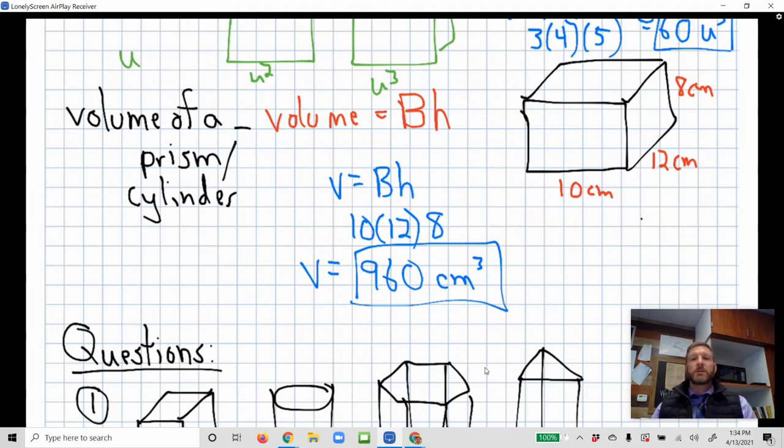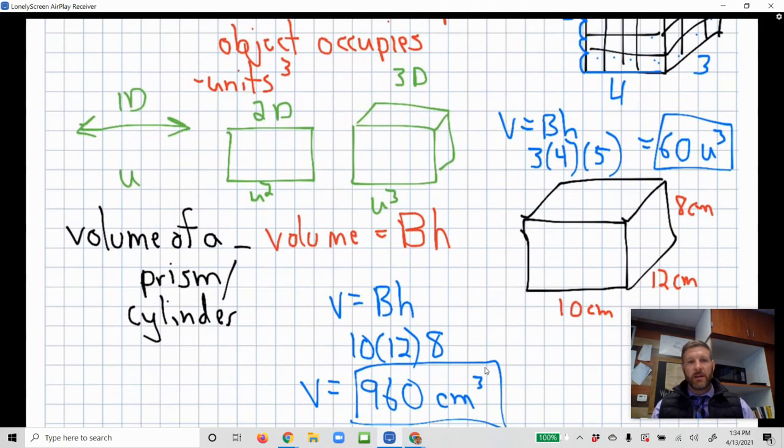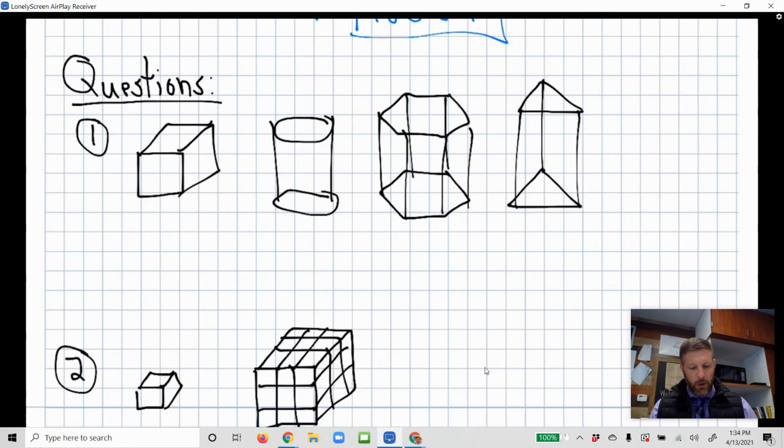Whatever prism you have, find the base area, and then just how high is that stacked times the height. So much quicker, much simpler in most cases than surface area, I think you'll find. So that's volume of a prism. We'll get to other shapes in 10.7 and 8. But let's look at our questions.